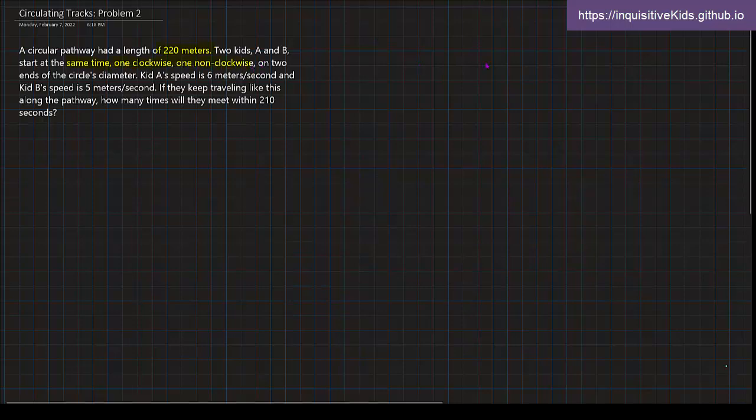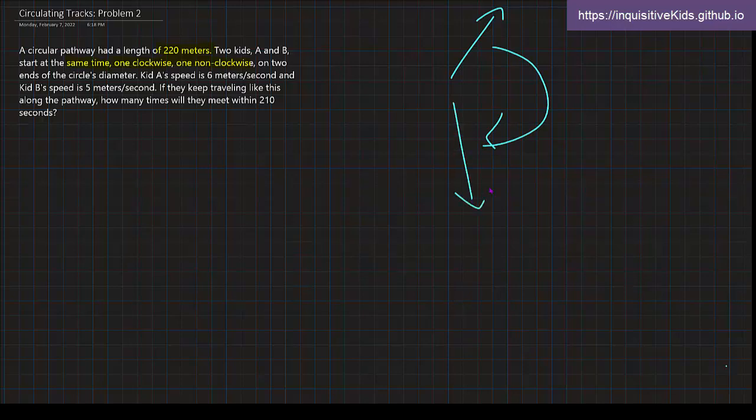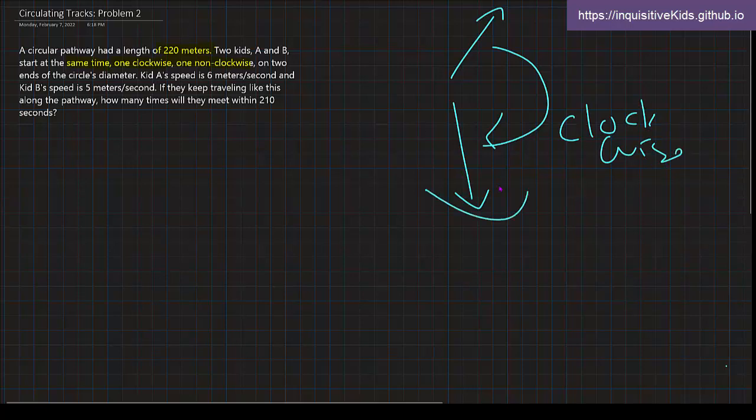So I'm just wanting to make sure that clockwise is the way a clock moves. So clockwise would be this way, actually. This is clockwise. And of course, non-clockwise would just be the other direction. Okay, I think you get the idea.